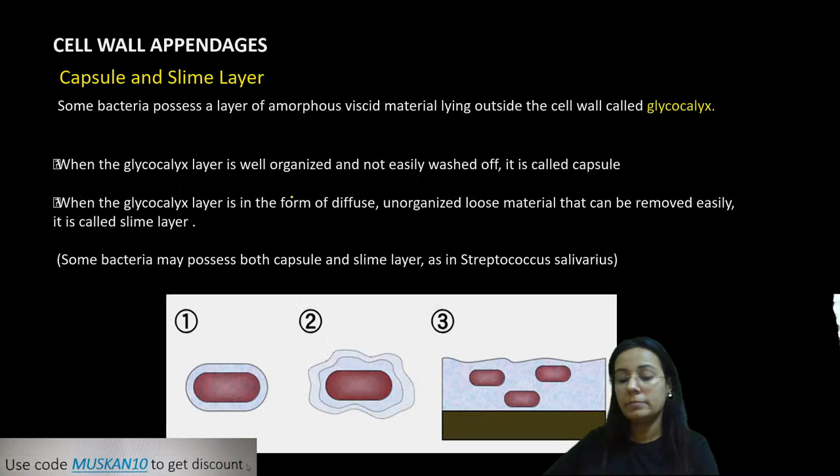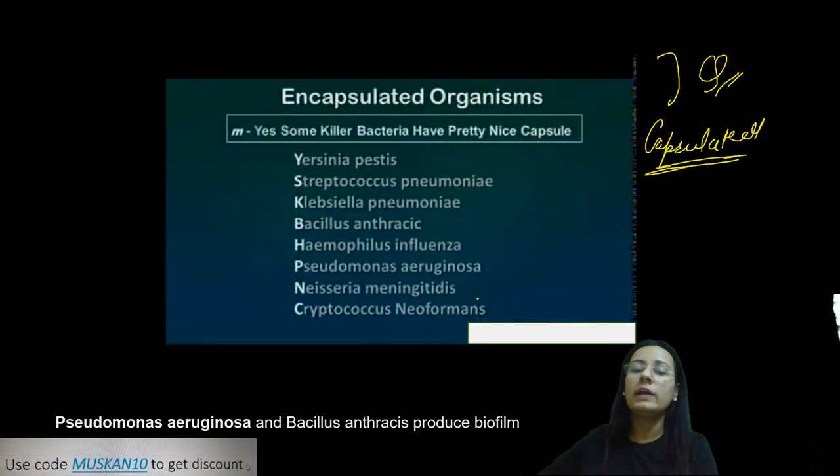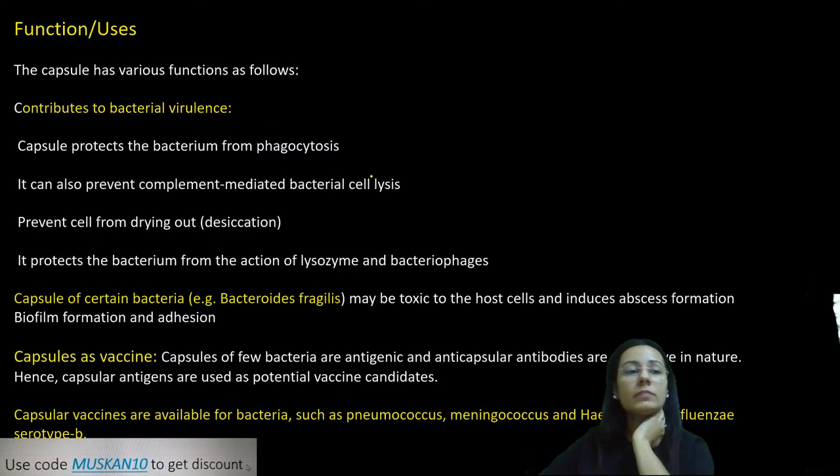Now this is the capsule and the slime layer, we have read about it. Please remember the examples of capsulated bacteria, which can be remembered by the mnemonic, and one fungus that is very important is Cryptococcus neoformans. The functions are that they are antigenic and contribute to bacterial virulence. They can be used for the preparation of vaccines because they are antigenic. No net charge is present on the capsule.